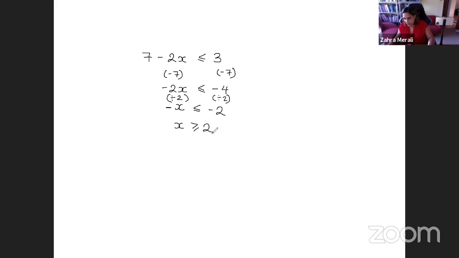And to represent that on a number line would essentially be, 1, 4, 5, 6. So it's equal to, so I put a circle into it, and it's everything bigger than.